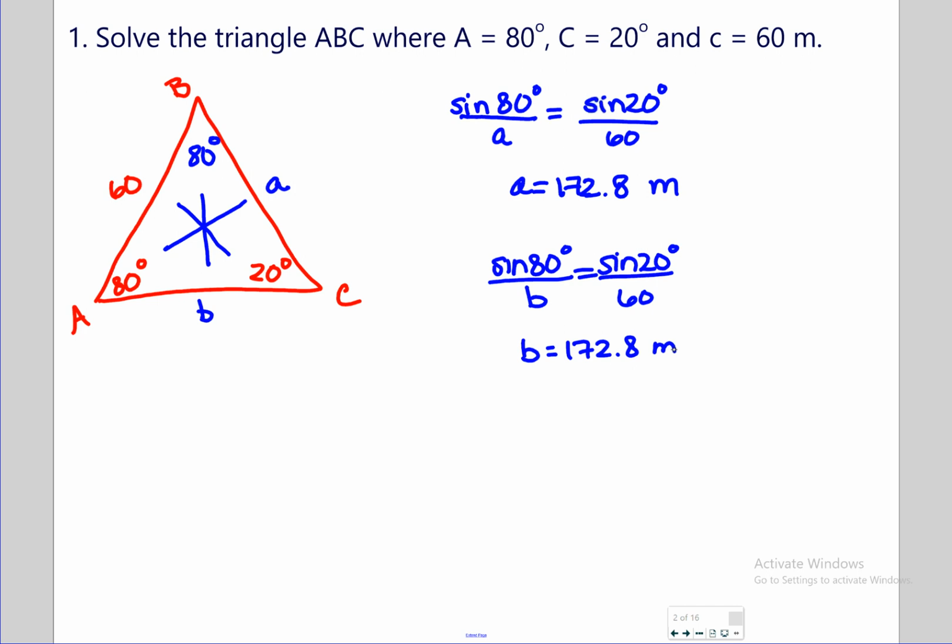Mm-hmm. Can we not solve for B and then just write like isosceles? Yeah, sure. Probably won't be isosceles tomorrow, but if that happens, sure. Yeah. Okay. Other questions on this one? All right, next one.